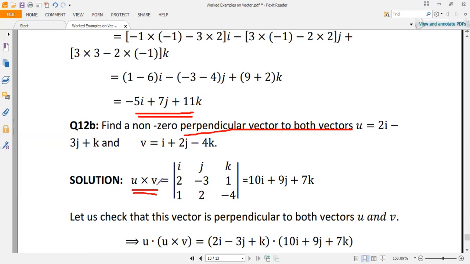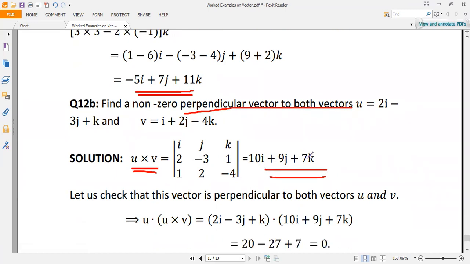So u cross v is, you will write on the first row ijk, and then the first vector u, 2, minus 3, 1, and the second vector on the third row, 1, 2, minus 4. Then find it by using the determinant concept, the perpendicular vector. The perpendicular vector is 10i plus 9j plus 7k.